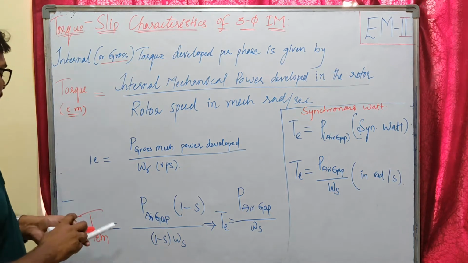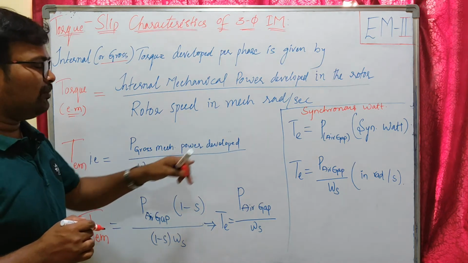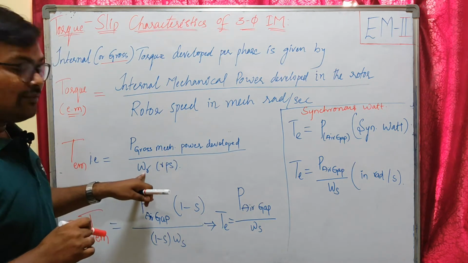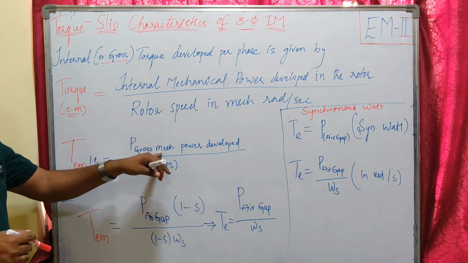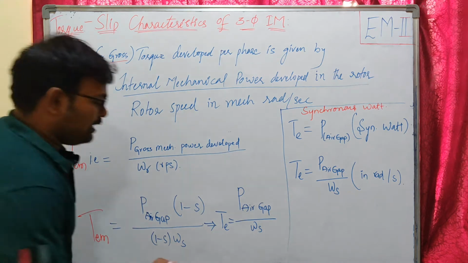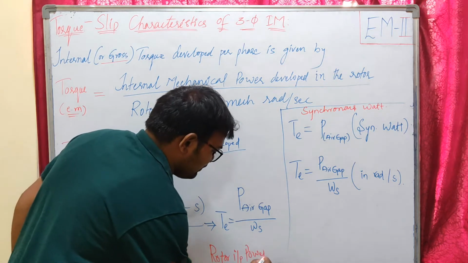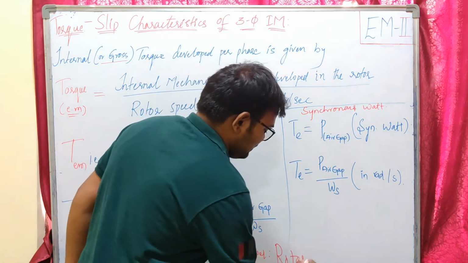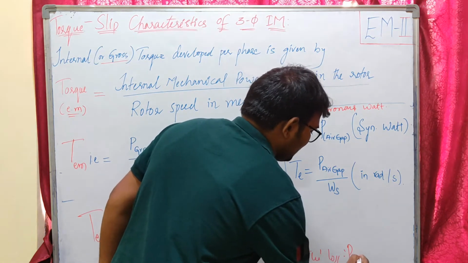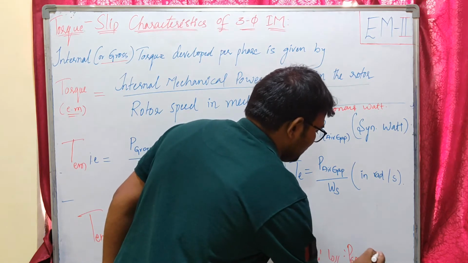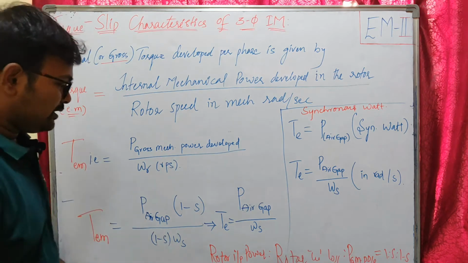So the electromagnetic torque in the rotor is given by the gross mechanical power developed on the rotor divided by the speed of the rotor in radians per second. You already know the relation between gross mechanical power output and air gap power. The ratio of rotor input power to rotor copper loss to rotor gross mechanical power developed is 1 : S : 1 minus S. You already know this, right? Rotor input power is nothing but our air gap power.